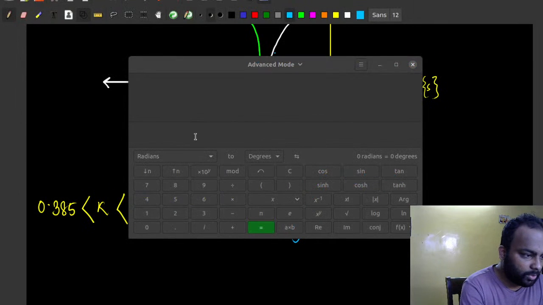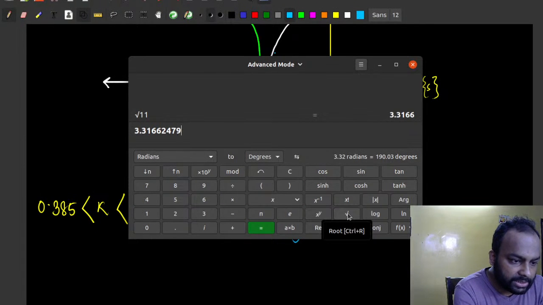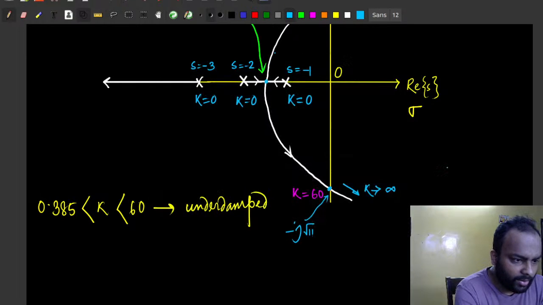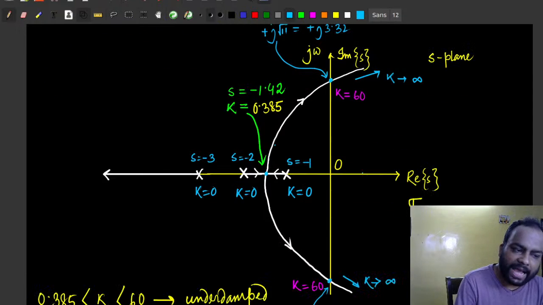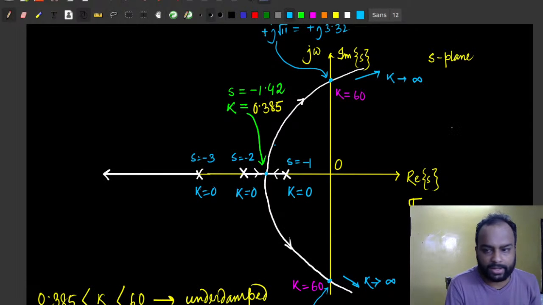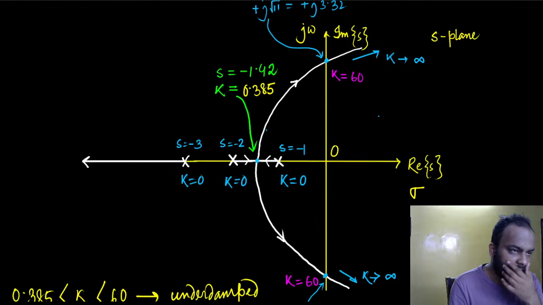And what is root 11? That's approximately 3.32, right? All right, so I can write down this to be minus j 3.32, and that's of course again plus j 3.32. Of course the poles are on the imaginary axis, so these are the complex conjugate pole pairs we were discussing, right? So that's how you figure out the imaginary axis crossing, right?